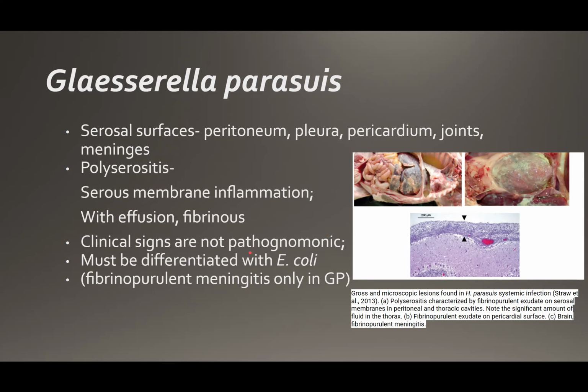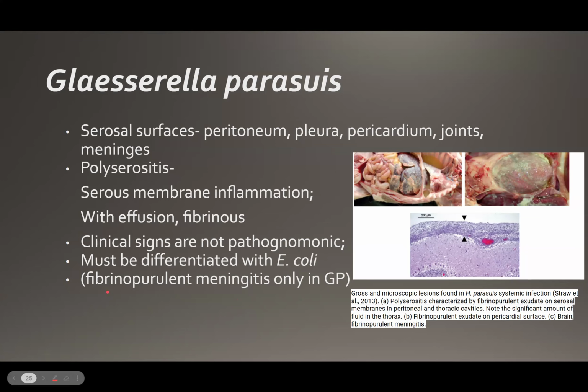The clinical signs are not pathognomonic, but oftentimes when we see this, we associate it with Glaesserella parasuis. However, you must differentiate it from E. coli, and so when it comes to E. coli, it can also cause systemic infection. Remember, there is extraintestinal E. coli and there's diarrheagenic E. coli. So extraintestinal can also cause systemic disease.